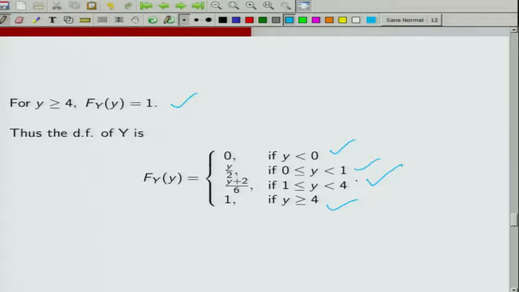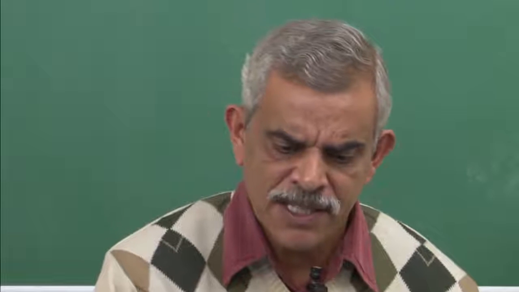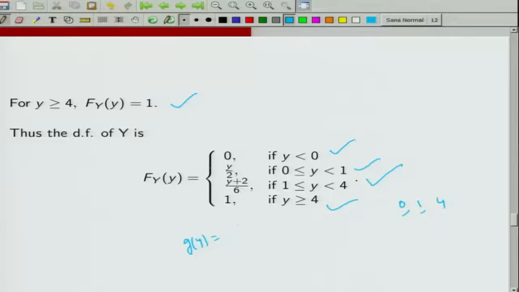Now one can see that this function is differentiable everywhere except possibly at the points 0, 1 and 4. So to see whether it is absolutely continuous or not, I try to differentiate it wherever it is differentiable. So I try to define g_Y(y), which is F_Y prime of y for y not belonging to 0, 1, 4 and 0 otherwise. And then I see whether, when I integrate this, it turns out to be 1. Then I can say that Y is of absolutely continuous type, and one of the PDFs would be this. And that is exactly what I'll do in the next slide.